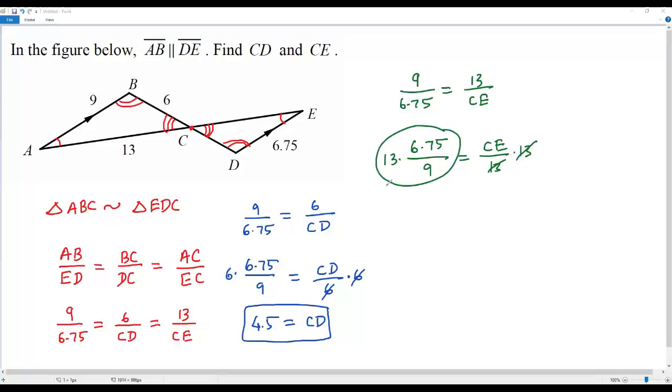Now we can evaluate this using a calculator. The evaluation is 9.75. On the right side, we have CE. I got the length of CE. So CE equals 9.75 units.